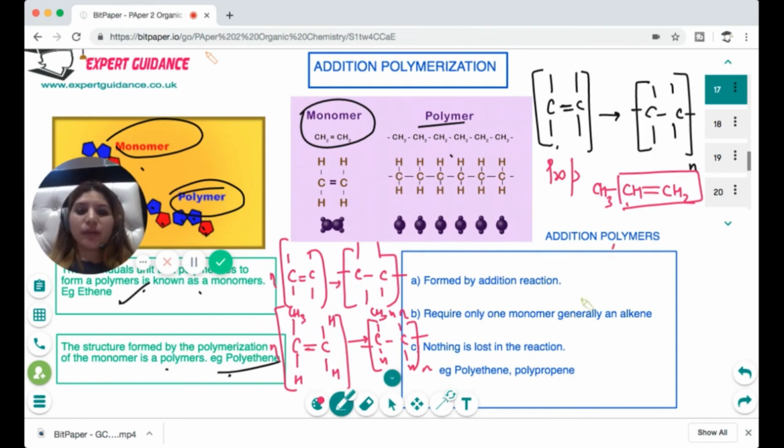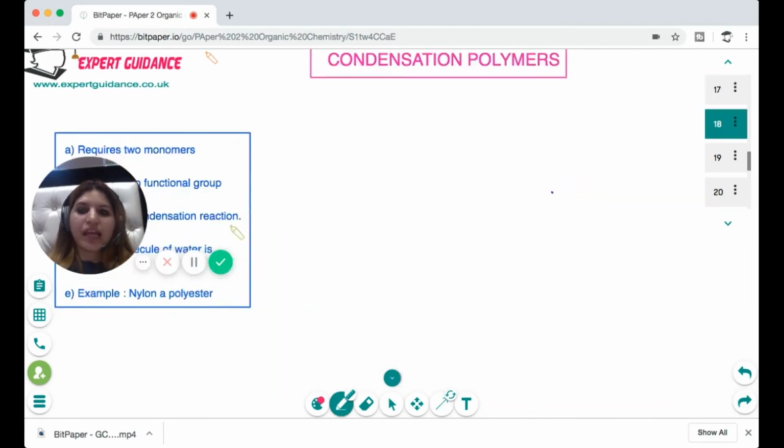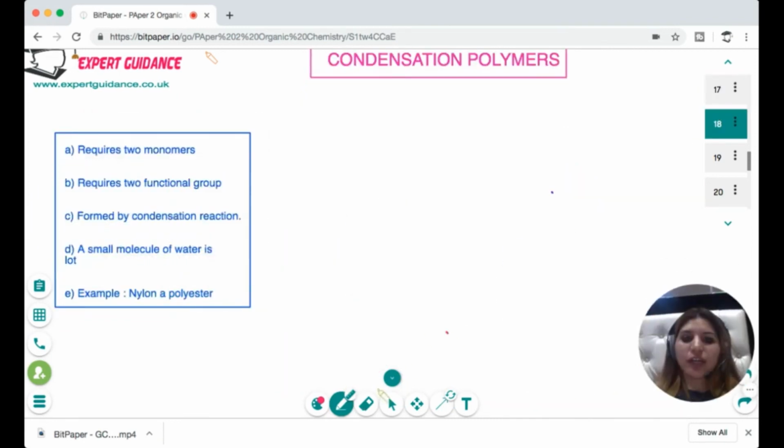So addition polymers are formed by addition reaction. They require only one monomer, generally an alkene. Nothing is lost in the reaction, for example polyethene and polypropene. The other type of polymerization is a condensation reaction.